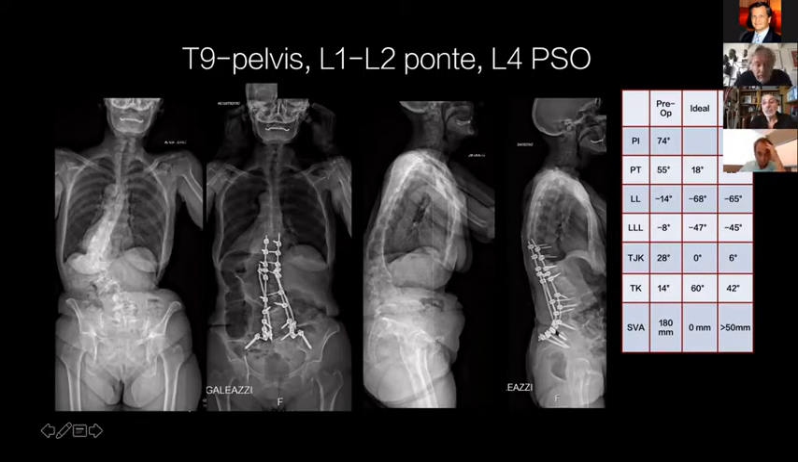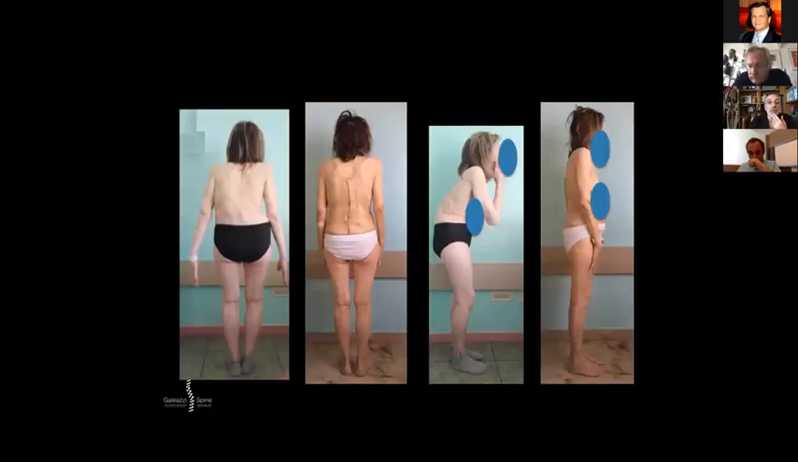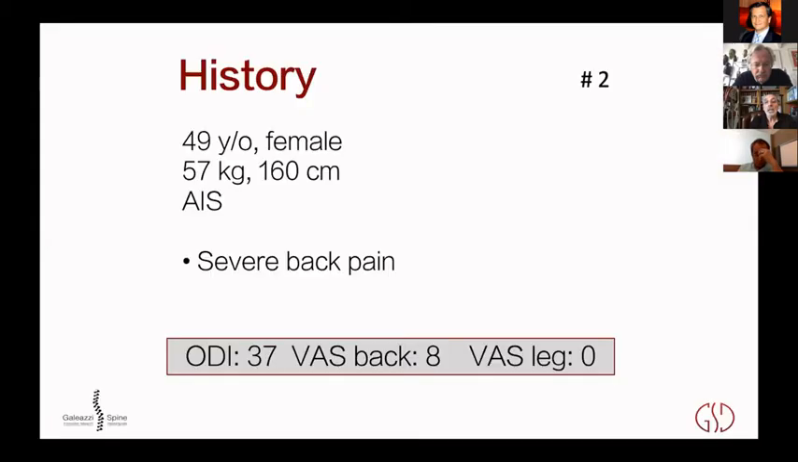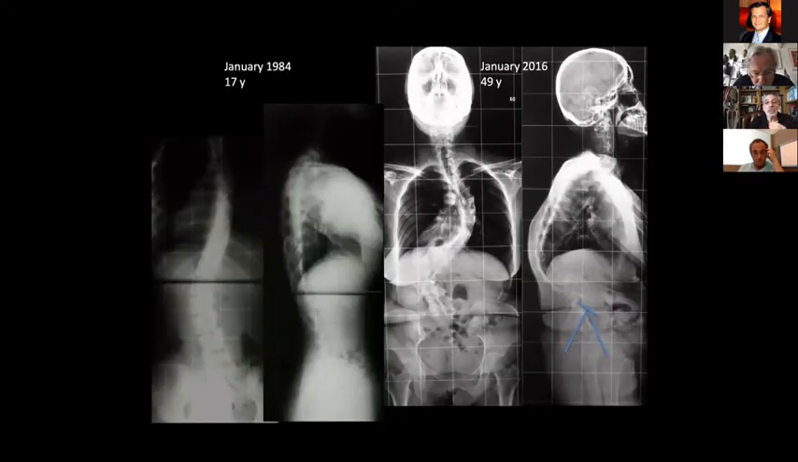As you can see, you have a very good result if you compare the ideal spinopelvic parameters with the post-op result. But mainly, you have to look at the picture before and after the surgery. There is a huge difference, even if it is only immediate post-op. Different is if you have to treat an idiopathic scoliosis in an adult.